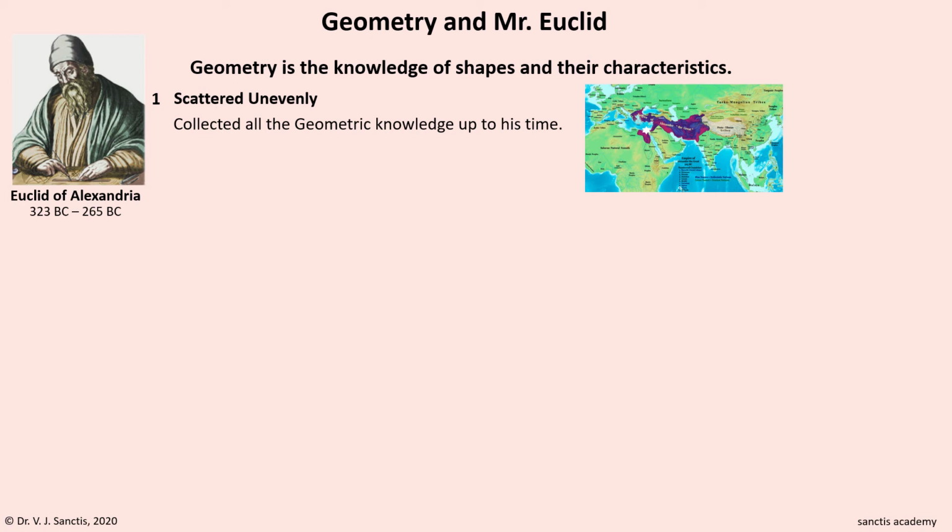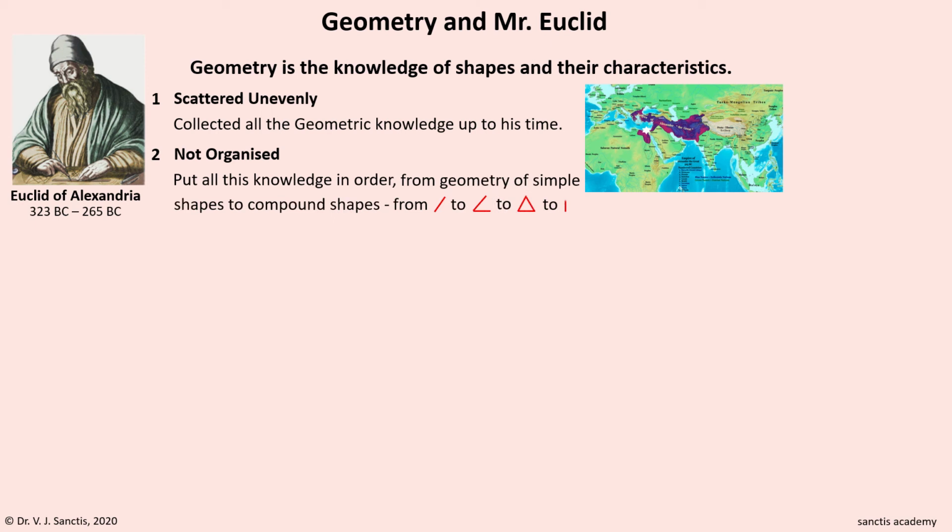Anyway, after this, Euclid went on to solve the second problem, which was that the knowledge of geometry was not organized. Obviously, since it was never collected in one place till then to be organized. So, Euclid put all this collected knowledge in order, from geometry of simple shapes to compound shapes, and also for each shape from simple characteristics to advanced characteristics.